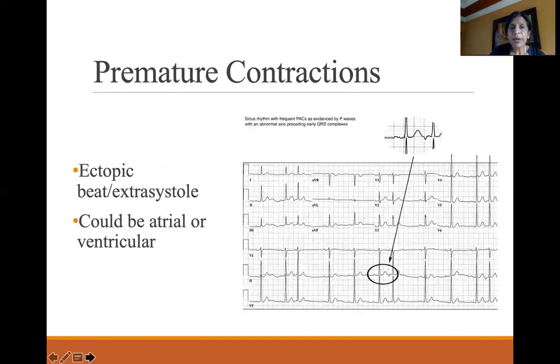So now premature contractions. Premature contractions are shown here. You're looking at a normal ECG tracing, and here you're looking at one additional P wave, okay, and so on. So that is what we call a premature contraction.